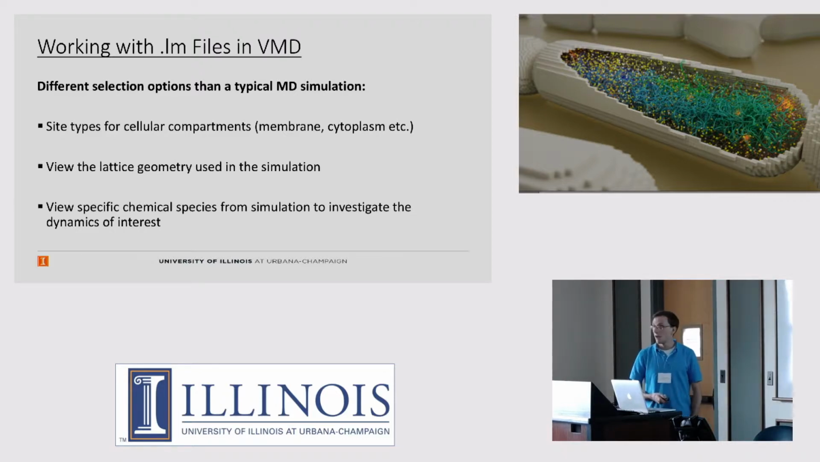What we can select now, instead of different atom types or different protein residue types, is the different cellular regions or compartments, such as the membrane or the cytoplasm. We can actually view the lattice geometry that's used in the simulation. So instead of residues, here we'll look at the voxels or subvolumes that were used for the RDME simulation. And we can also view specific species, maybe specific proteins or mRNA in our simulation system that we're interested in seeing the dynamics for.